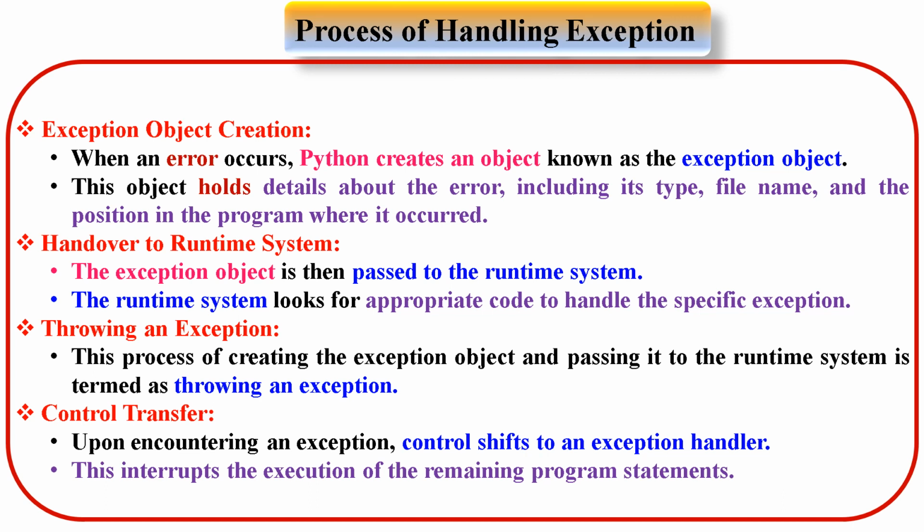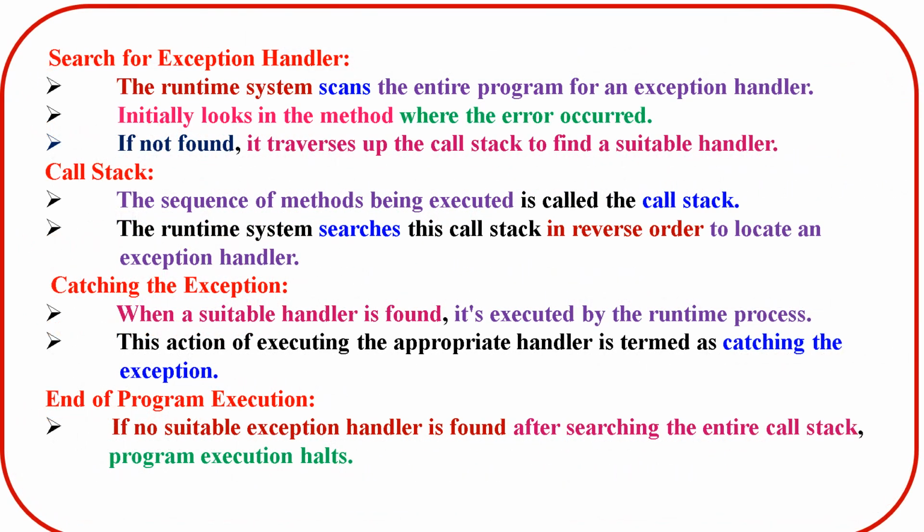Control transfer. Upon encountering an exception, control shifts to an exception handler. This interrupts the execution of the remaining program statements. Search for exception handler. The runtime system scans the entire program for an exception handler. Initially, it looks in the method where the error occurred. If not found, it traverses up the call stack to find a suitable handler.